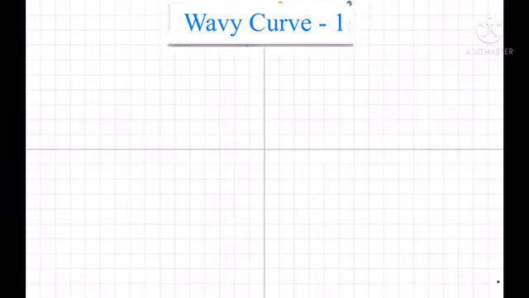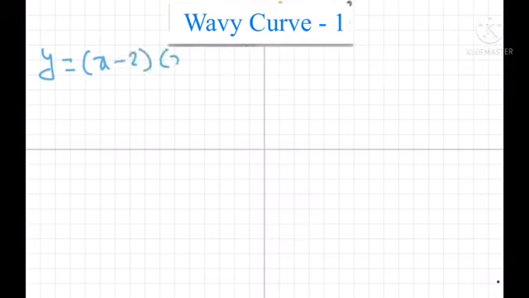Now let's see when we have two factors. Let us suppose I give you a function y is equal to (x minus 2) into (x plus 2). It has two zeros. One zero is x equal to 2 and the other is x equal to minus 2. If you plot the graph of this, it should pass through these two points, and the graph is something like this.